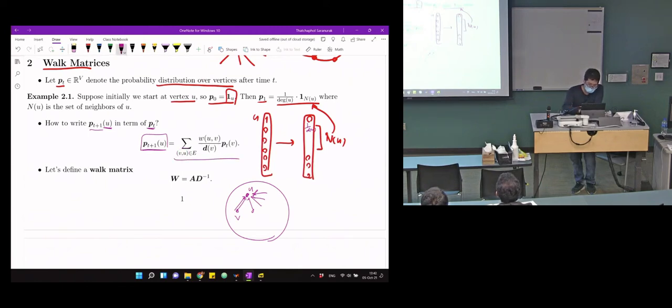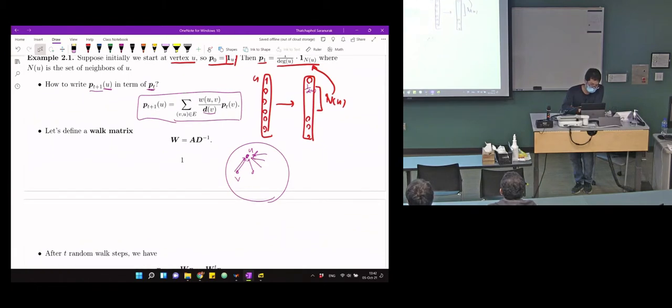So does this make sense? This probability equation. Note that this is the degree of v, not the degree of u. So it's not a symmetric equation. The relationship is not symmetric.